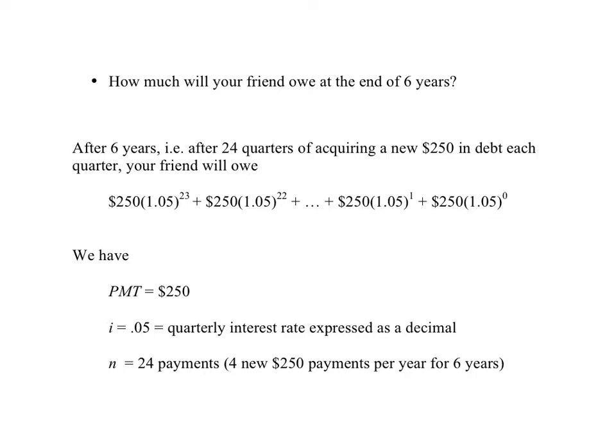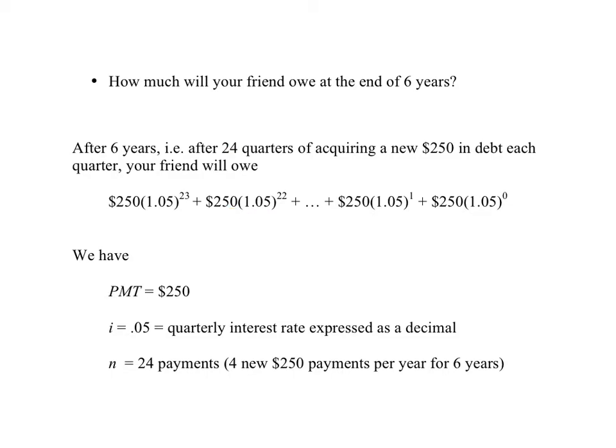We can go on to ask, how much will your friend owe at the end of 6 years? Well, after 6 years, there will have been 24 quarters of acquiring a new $250 in debt each quarter. Right? So this is still an annuity. This is still a transaction in which the same dollar amount, $250, changes hands regularly every quarter.